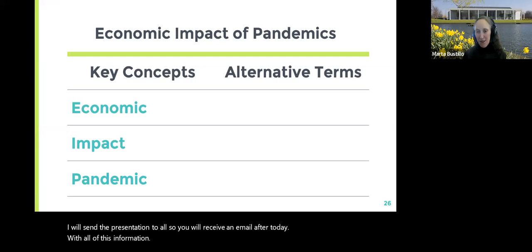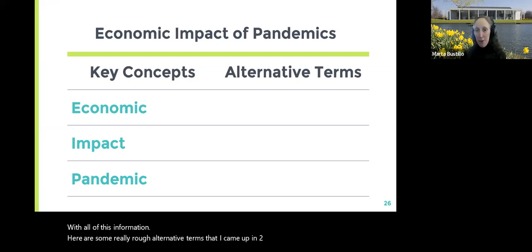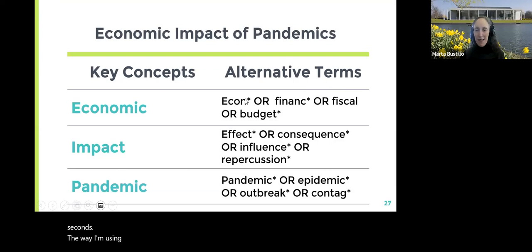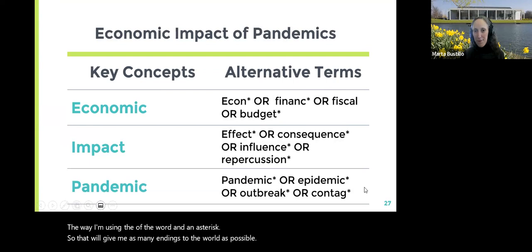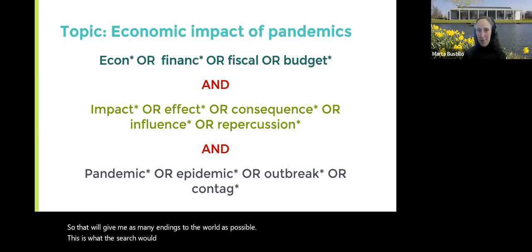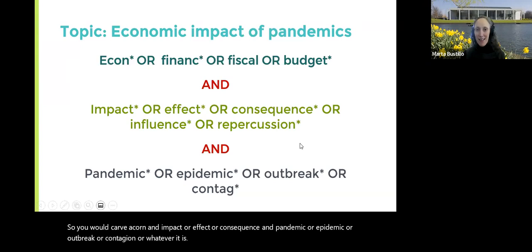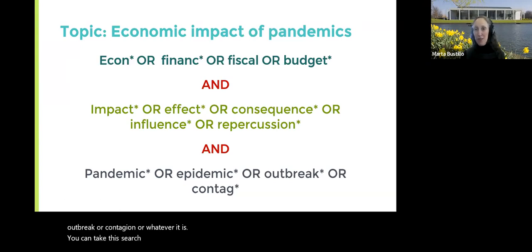So here are some really rough alternative terms that I came up with in 2 seconds. See the way I'm using the root of the word and an asterisk. So that will give me as many endings to the word as possible. This is what the search would look like. So you would have econ and impact or effect or consequence and pandemic or epidemic or outbreak or contagion or whatever it is. You can take this search and use it in almost any database that you're familiar with or that's relevant to the topic.